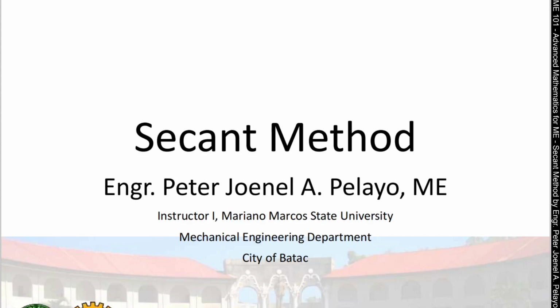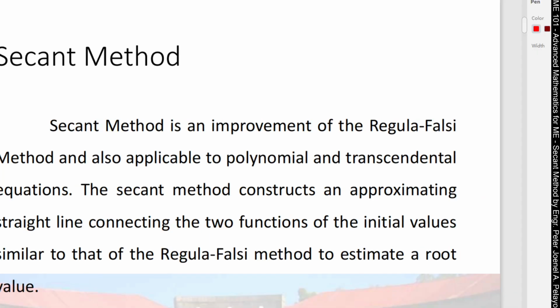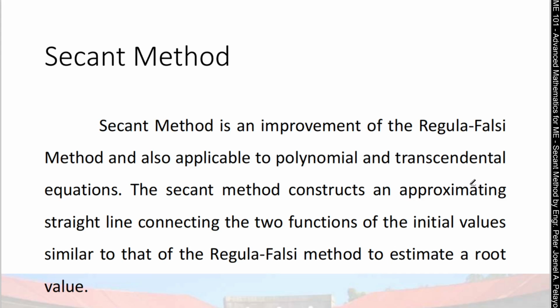So good day. So here is the video discussion for our topic, secant method. So ang content lang ito is all about secant method. By definition, it is an improvement of the regular falsi method. Improvement siya ng regular falsi and also applicable to polynomial and transcendental equation.